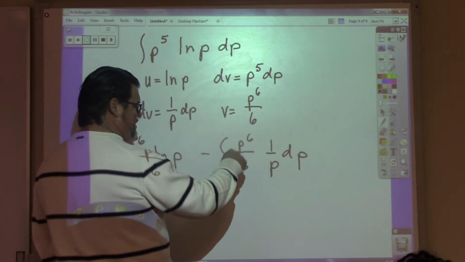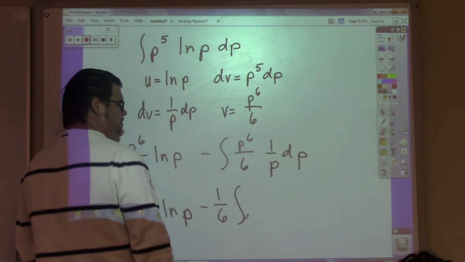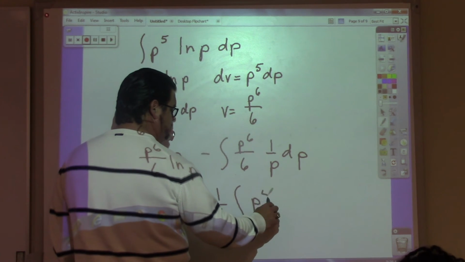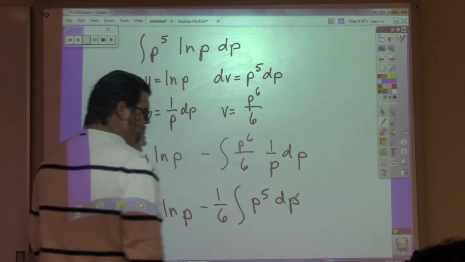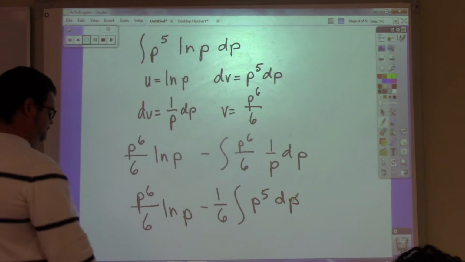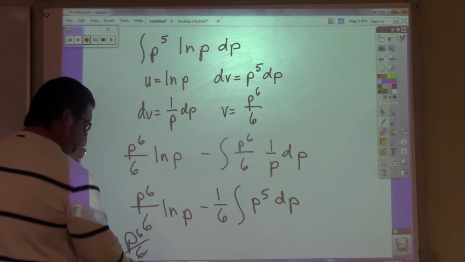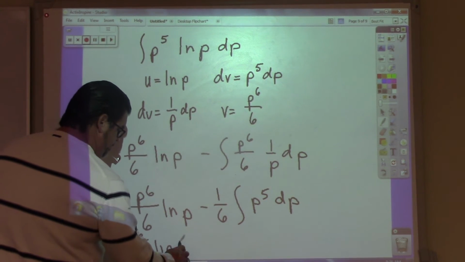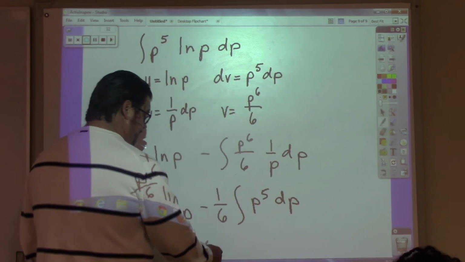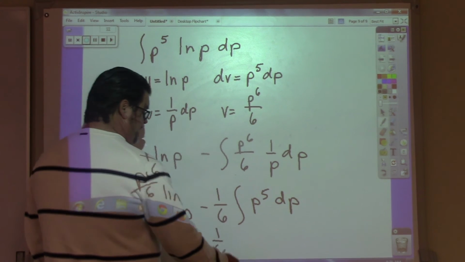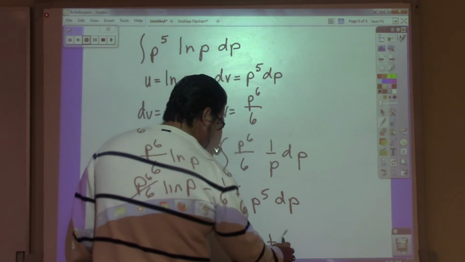That 1/6 can come out. And then you have the antiderivative of P to the 5th dP. And I think we can do that. So that's P to the 6th over 6, natural log of P. You'll have to excuse my writing down at the end. So 1 over 6, and that'd be P to the 6th over 6 plus C.